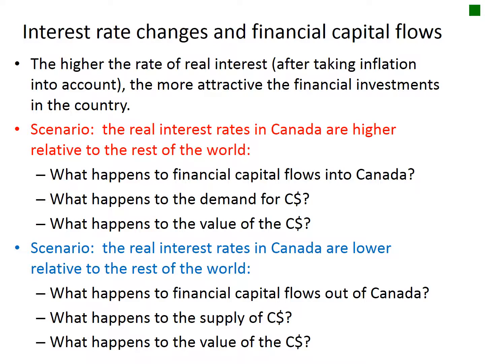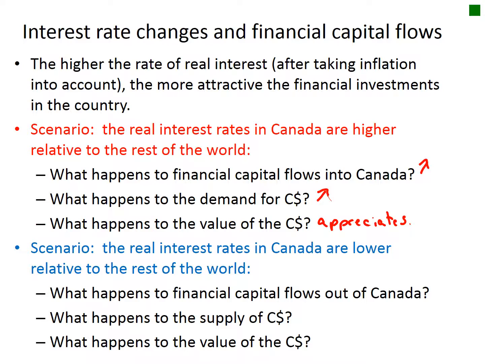So the scenario is that the real interest rates in Canada are higher relative to the rest of the world. So what happens to financial capital flows into Canada? Well, they're going to go up. People are going to want to invest in Canadian banks. But to do that, they have to buy Canadian dollars in the foreign exchange market. So what happens to the demand for Canadian dollars? It goes up. What happens to the value of the Canadian dollar? It appreciates because the demand curve for the Canadian dollar has shifted right.